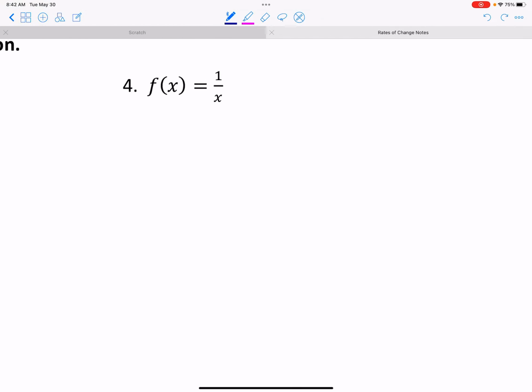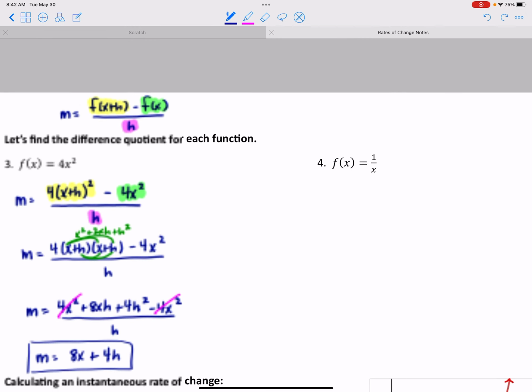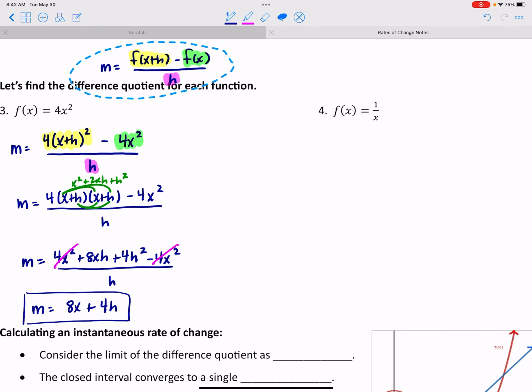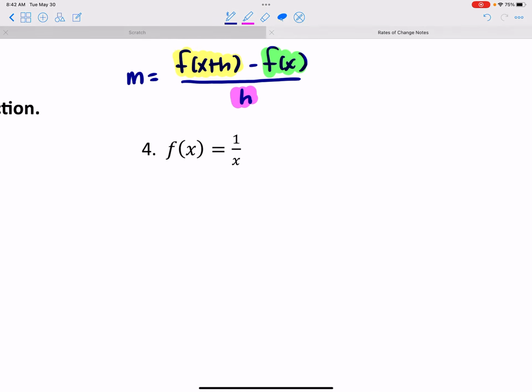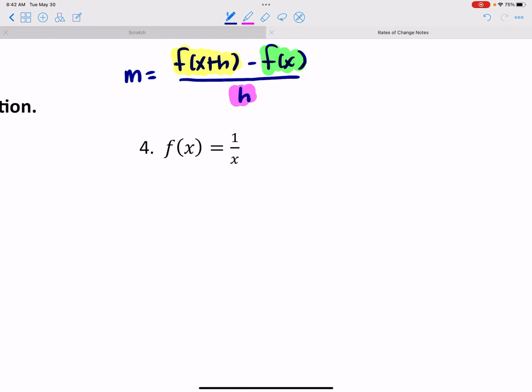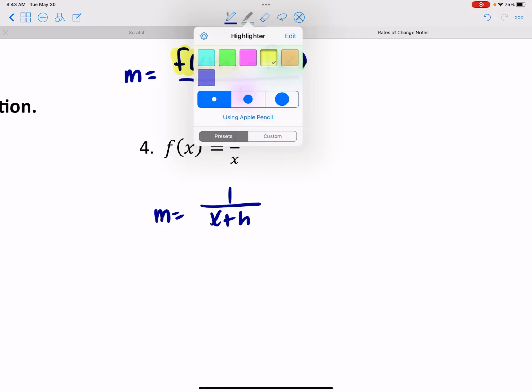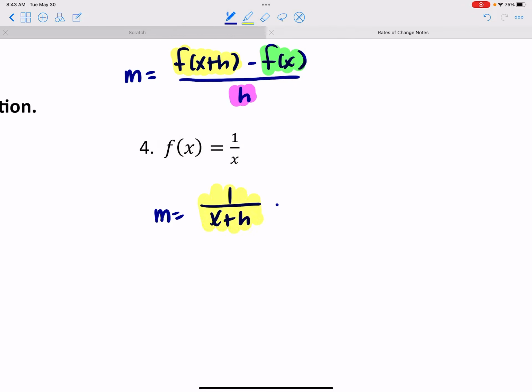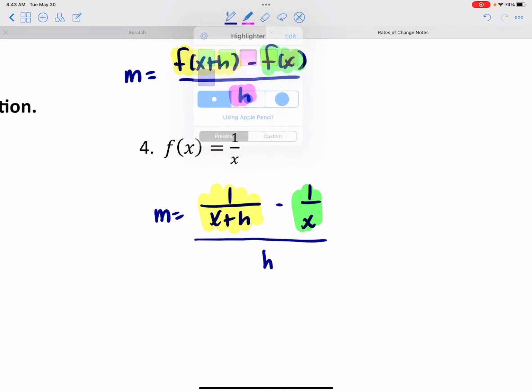Let's try with a rational function. Again, I want to find three pieces. Let me move this over so I can reference this. So first, f of x plus h means x plus h gets input there. So f of x plus h would be 1 over, instead of x, x plus h. There's our first component. And then I want to subtract f of x. Well, I don't have to find f of x, I have it. So subtract 1 over x. That's my second component. And then my third component is to take this and divide by h. There's my third component. Okay, half the battle.